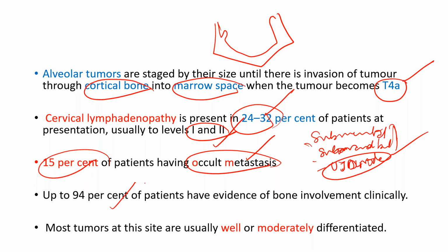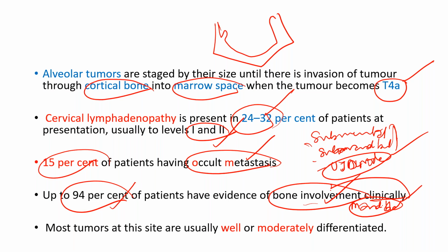So 94% will have evidence of bone involvement clinically. Why? Because mandible is more commonly involved than maxilla. I told you they present directly with bone involvement. Sometimes they involve the bone and then present directly. They have to go for mandibulectomy. Mandibulectomy you have to do.